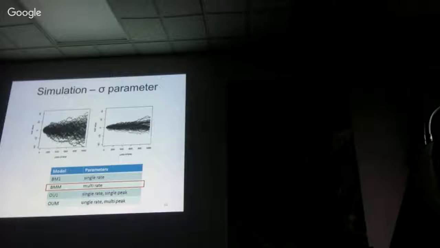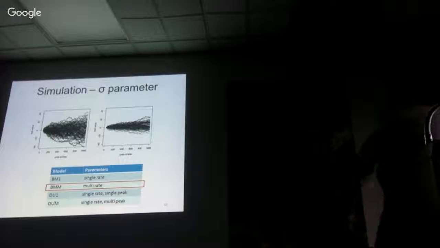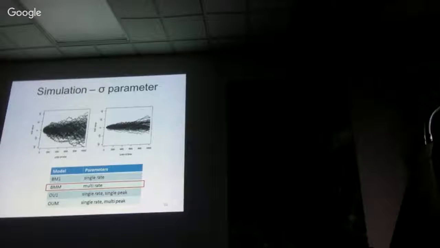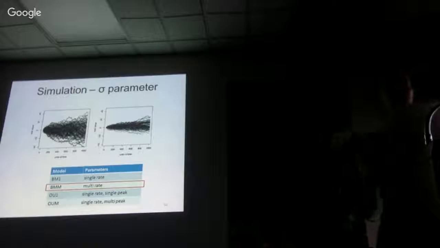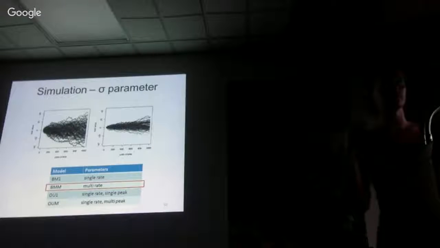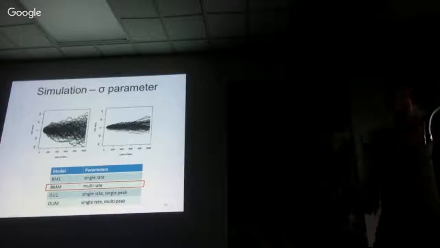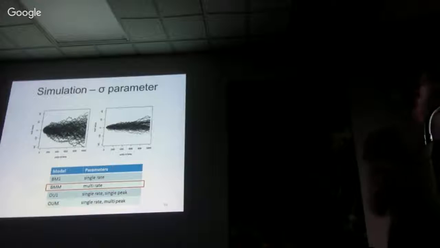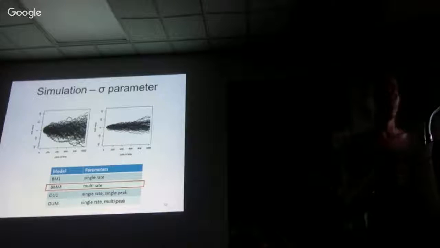Okay, so let's start with the simulation where I just altered the sigma parameter, so changing the disparity of the red clade. The rest of the tree I kept constant, and I'm testing how much does the sigma parameter need to differ between the two clades for the multi-rate model to be chosen as the best model. So I am only changing the sigma parameter, and I really want to see how often is the BMM, the multi-rate Brownian motion model, the best model.